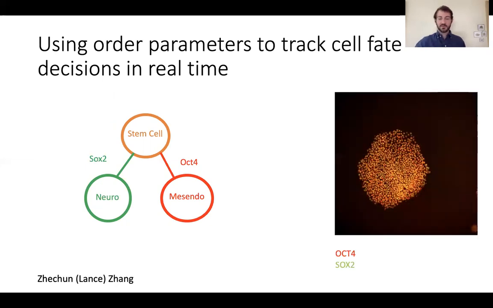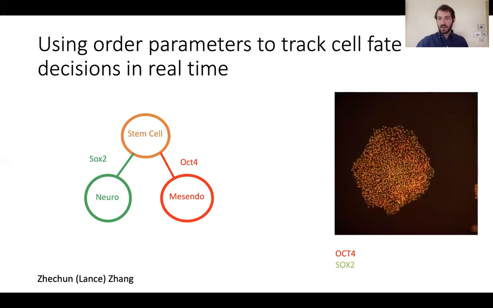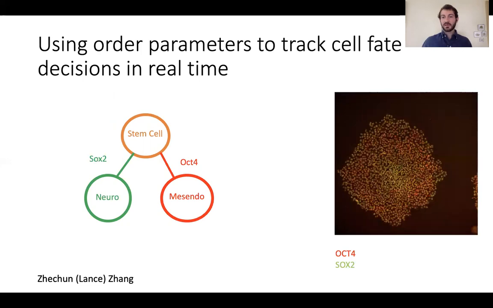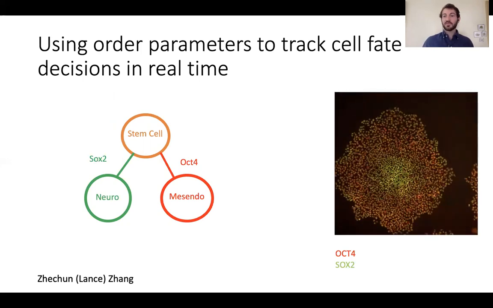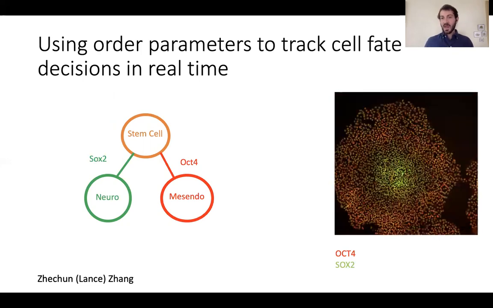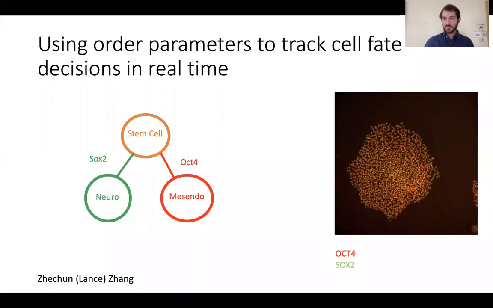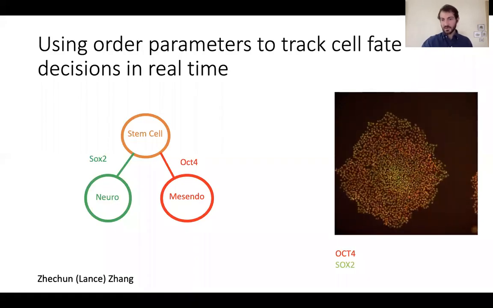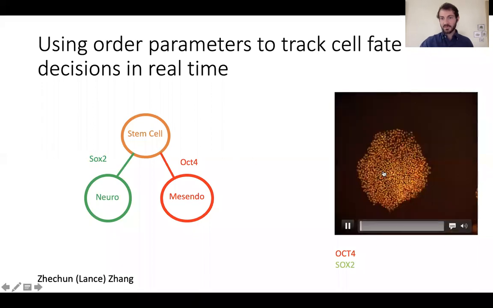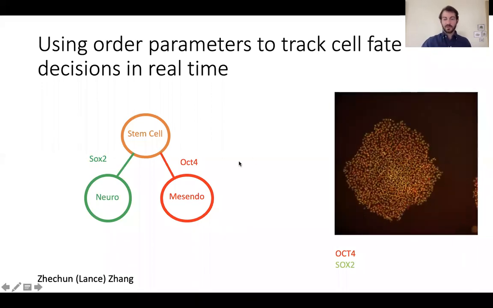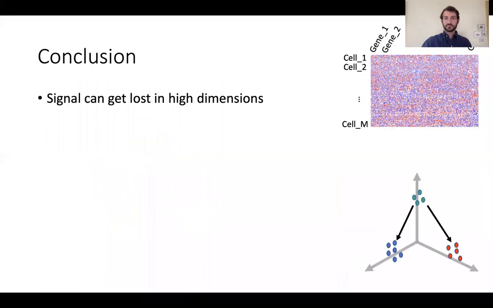And so here I have this movie, courtesy of Lance, and all the cells start expressing both green and red at the beginning. And now as I play the movie, you'll see cells start to downregulate one of these factors. And this is us watching in real time as these order parameters indicate the progression of the cells along these different states. So you can see the cells in the middle seem to become more neural, and the cells around the edge seem to become more mesendodermal. And that's it. That's all I've got.